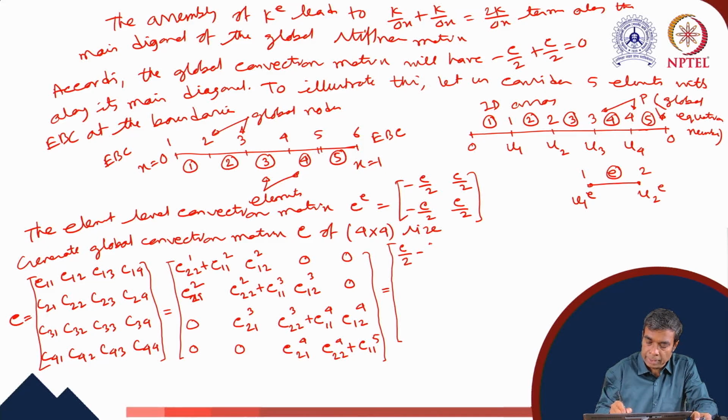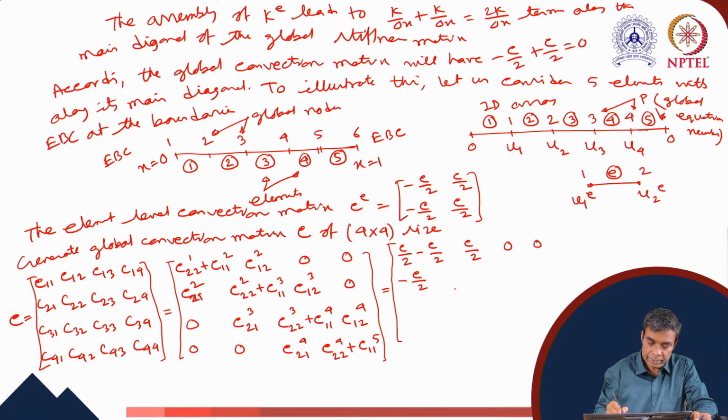C112, this is minus C by 2. C122, this is C by 2. Remaining terms are 0 in the first row. Then we go to the second row. C212. C212 is minus C by 2. So this is minus C by 2.